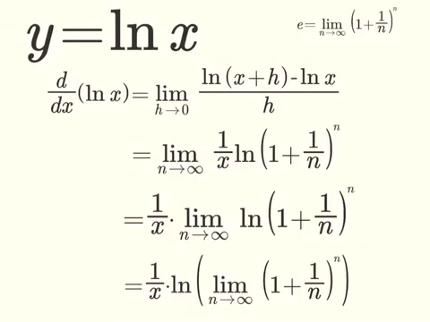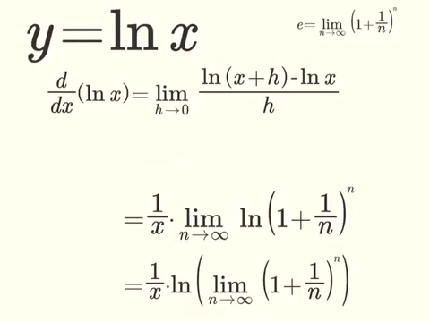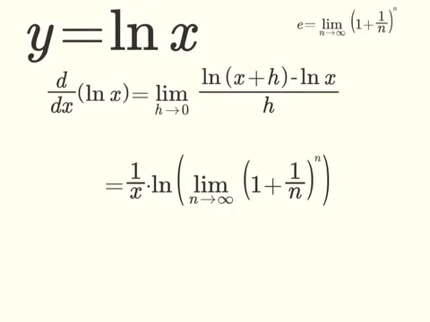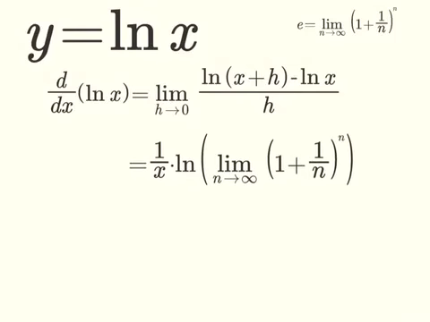At this point, you'll probably notice something seems very familiar. If you notice, right here, we've seen this before. Oh, it's right up here. The limit as n goes to infinity of 1 plus 1 over n to the n is equal to e. So let's make that substitution. And we know that the natural log of e is 1. Therefore, this entire expression that we started with will all simplify to 1 over x.